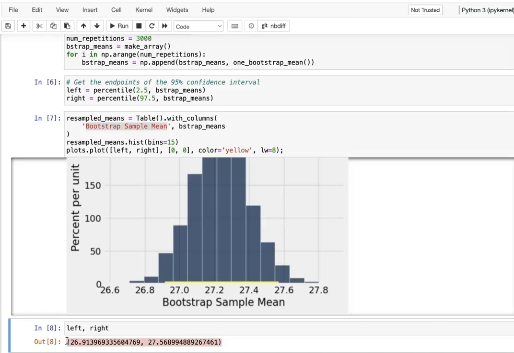Okay, so that's our estimation for the population mean using the central limit theorem. Definitely run this lecture file and discuss with your classmates and compare your results.